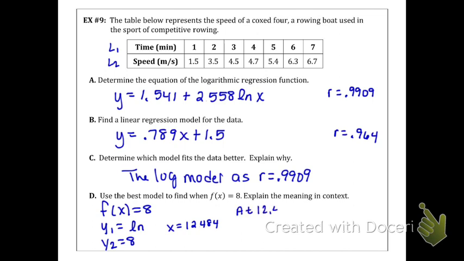So at 12.484, remember that's your x, and your x is your time. So at 12.484 minutes, the boat will reach a speed of 8 meters per second.